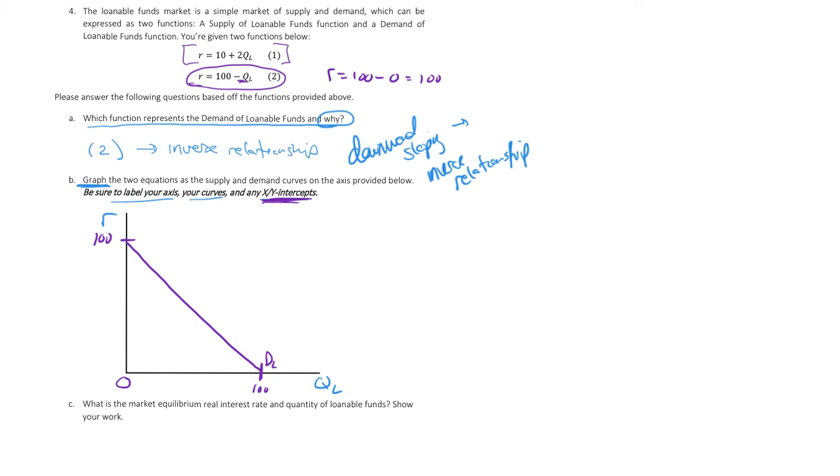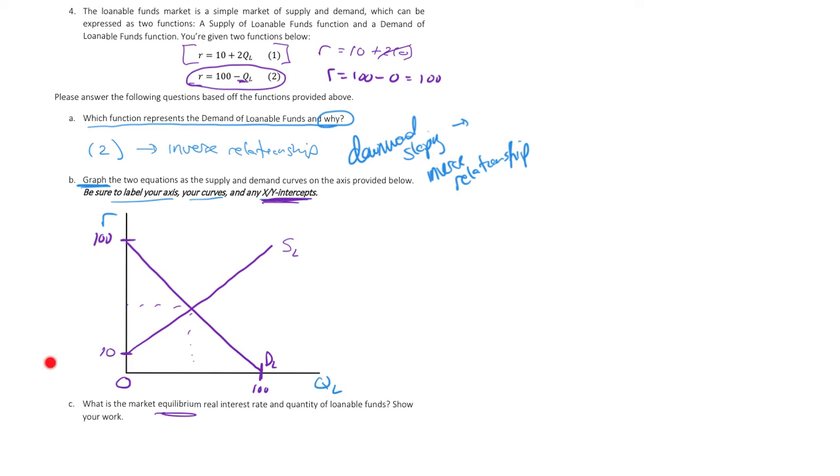Again, we want to put in R equals 10 plus 2 times 0. Those will go away, so we know that R is going to be 10. We know it's upward sloping, so we don't need to do anything else. There's my supply of loanable funds. And we know there's going to be an equilibrium question coming up in the bottom of part C. But that's all we really have to do.